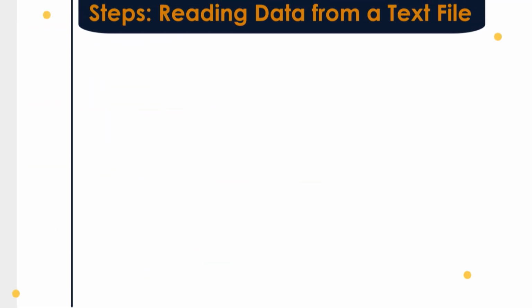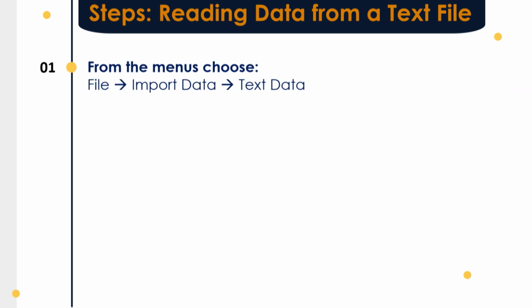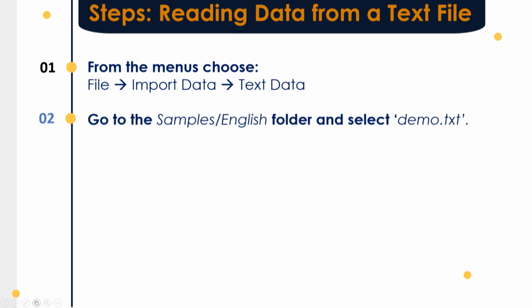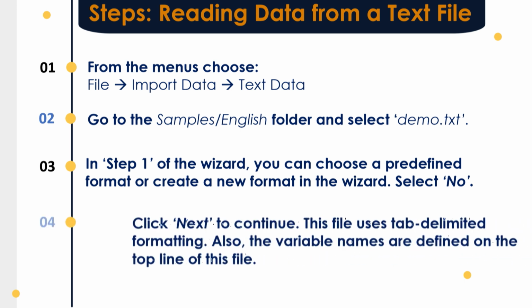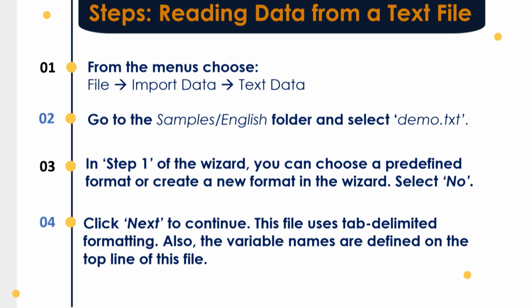Next we will see what all the steps involved in reading data from a text file are. For that, first step, from the menu choose File, Import, and Text Data. In step 2, go to the samples English folder and select demo text. Step 3, in step 1 of the wizard you can choose a predefined format or create a new format; in the wizard, that is, select No. In step 4, click Next to continue.